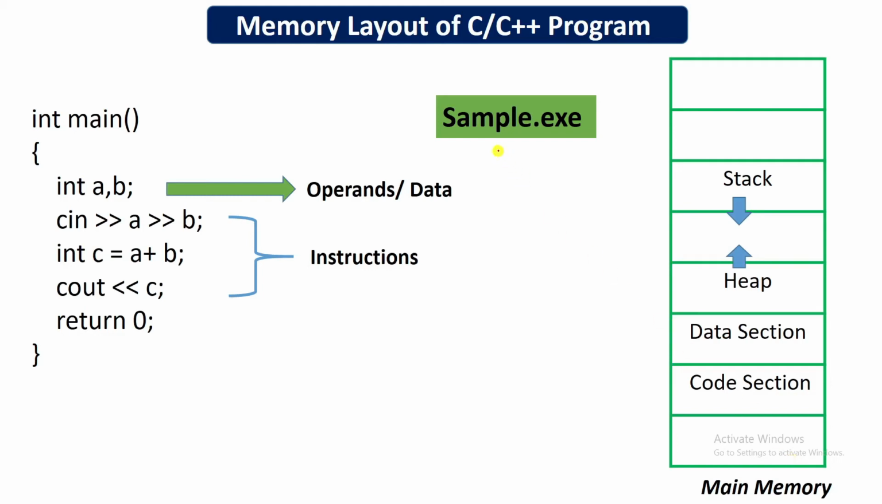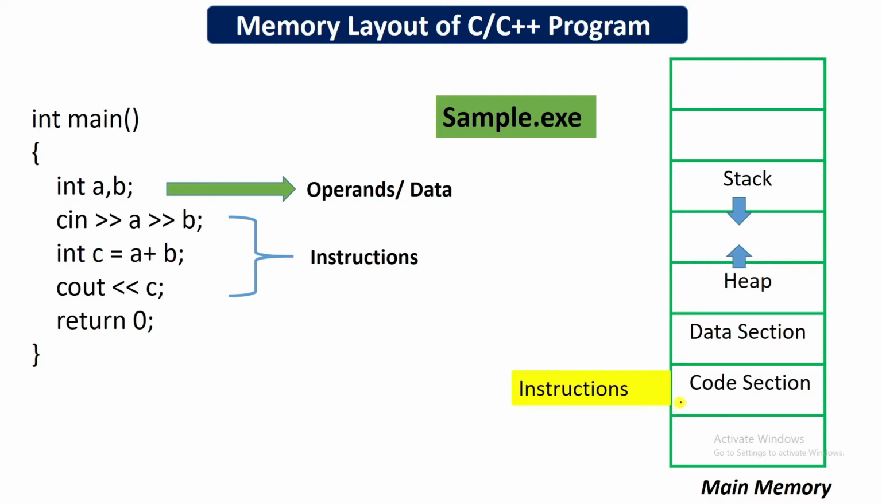So basically when this sample.exe gets loaded by the operating system inside any of the free space in main memory, then these are the 4 sections: code section, data section, heap section, and the stack section, in which this sample.exe will be broken down. So basically this whole space is taken by your sample.exe. The same way, let's say there is another application P1, it will also be divided into these 4 parts.